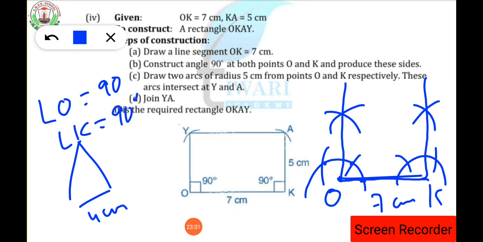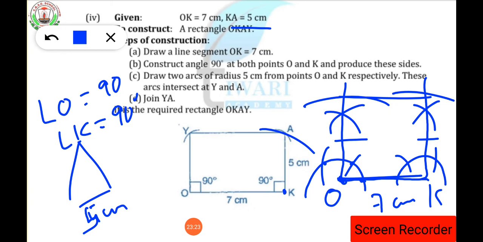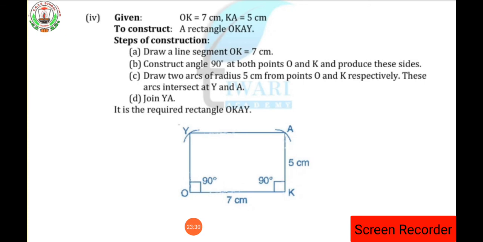Now the measurement KA, how much are we having? 5 centimeter. Now on the mouth of your rounder measure 5 centimeter, keep the needle at point K and draw one arc. As we know that the opposite sides of the parallelogram have the same measurement, keeping the needle at point O, draw another arc. Then join both the arcs and label it as YA.